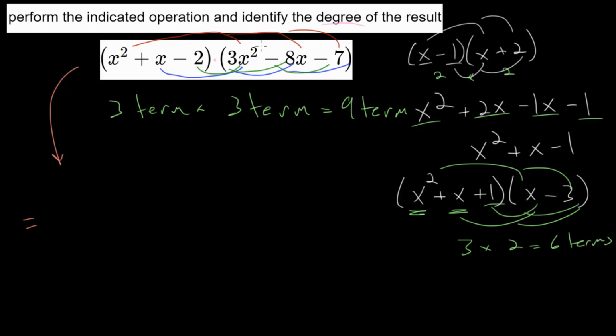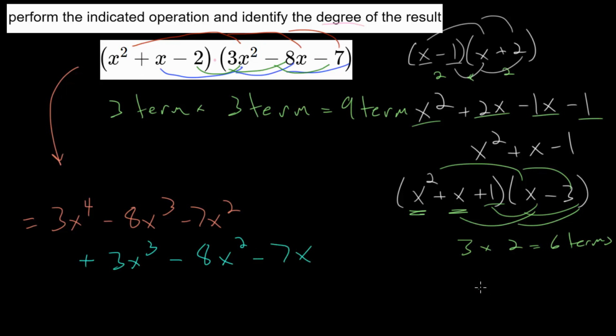We have the x squared multiplying to all 3 of them. So x squared times 3x squared, that would be 3x to the 4th. X squared times minus 8x would be minus 8x cubed. X squared times negative 7 would be minus 7x squared. And now we do the x term, this one in blue, going to everything. So we get x times 3x squared, that is 3x to the 3rd. Then x times minus 8x would be minus 8x squared. And then we have x times negative 7, which would be minus 7x.